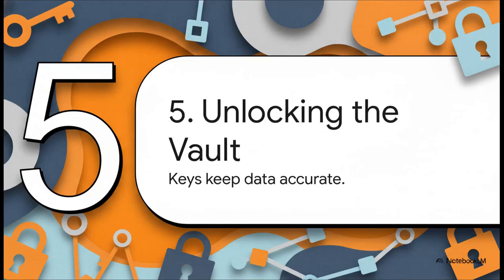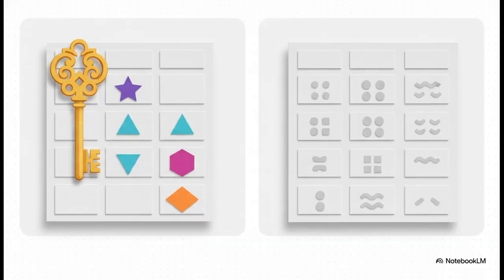Section 5. Unlocking the vault. How keys keep data accurate and connected. When you have thousands of records, how do you make sure you don't accidentally mix up two students who have the exact same name? I mean, it happens all the time, right? Well, we lock down their identities using database keys.